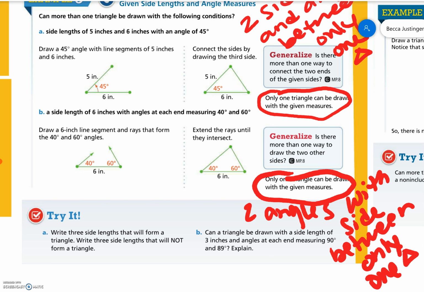Okay, so let's try it. Write 3 side lengths that will form a triangle, and write 3 side lengths that will not form a triangle. So let's look for some participation.